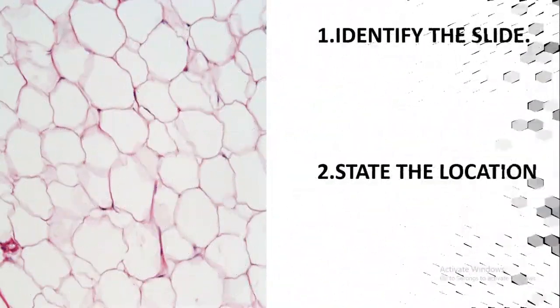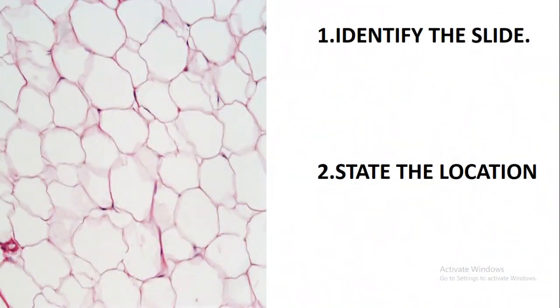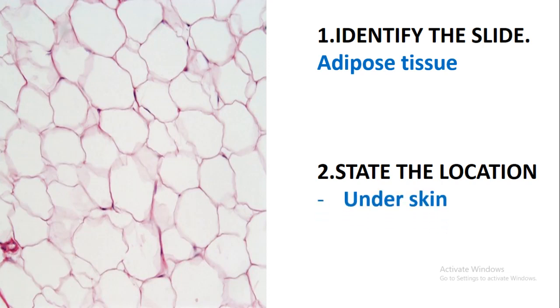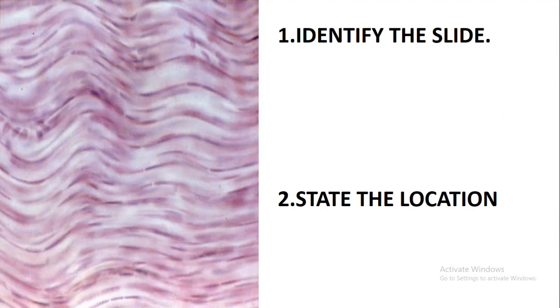The next slide we have been asked is to identify the slide. So this slide is just the adipose tissue. If you look at the nucleus, they are on the peripheral side. Then state the function, state the location. The location can be under the skin, around the kidney, and also around many other organs.